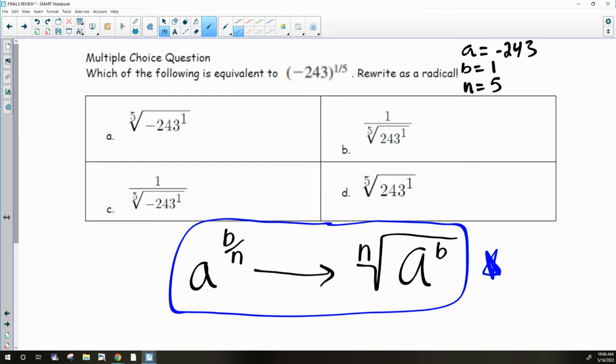Okay, now all we need to do is take this and rewrite it as a radical. So we're going to have a radical. My a value, which was negative 243, is on that inside. My b is my exponent. And my n is the little index, the number on the shelf. And that's it. We rewrote it. So here, if I was looking for my answer, I would select A. That is how we rewrite it.